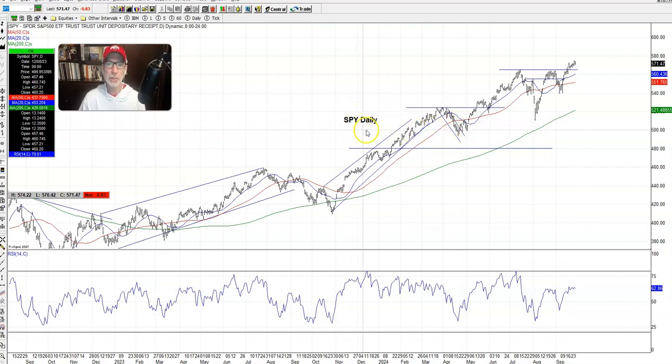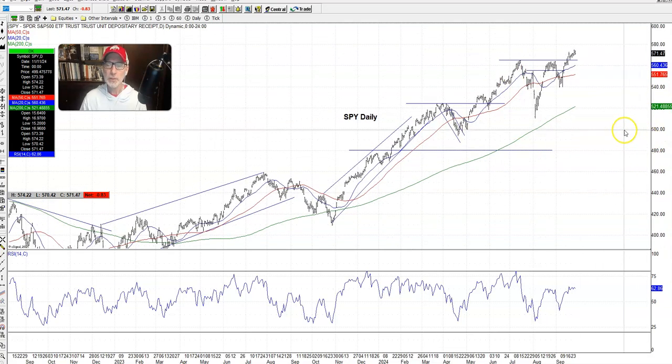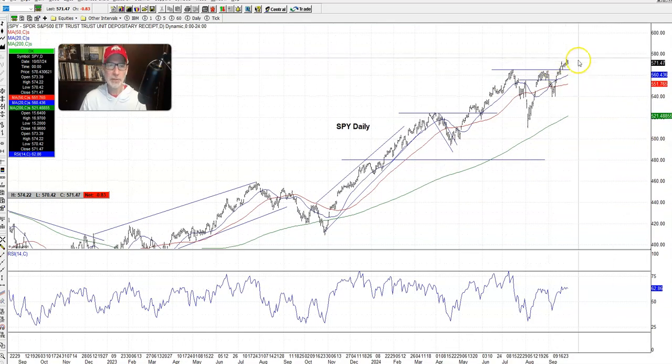All right, so we look at the SPY, which is the exchange traded fund for the S&P 500. It gives us the best overall view of the market as a whole. So here's the daily chart of the SPY. Where are we? Well, we finished this past week on Friday, September 20th, 2024, near all-time new highs again.